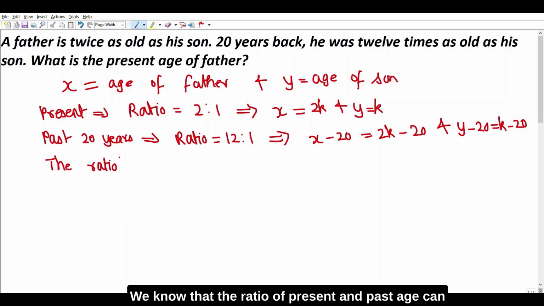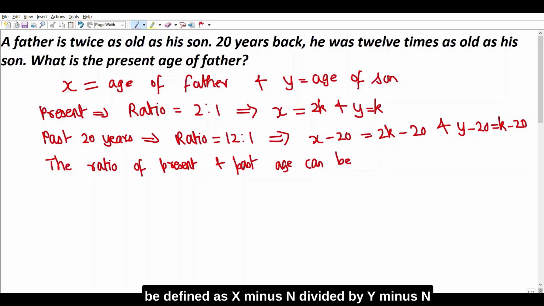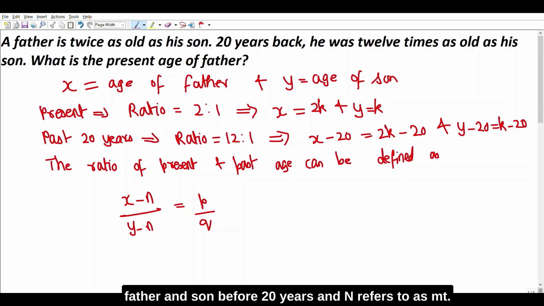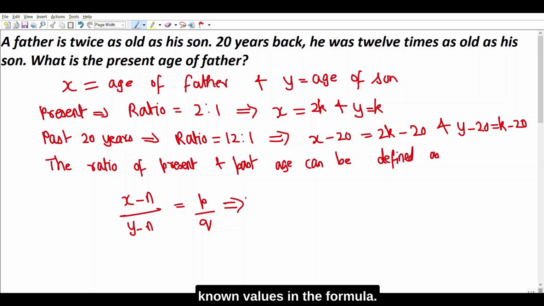the ratio of present and past age can be defined as x minus n divided by y minus n is equal to p by q, where x:y refers to the ratio of the present ages of the father and son. P is to q refers to the ratio of the ages of father and son before 20 years, and n refers to 20. From this form, we can substitute the known values in the formula.